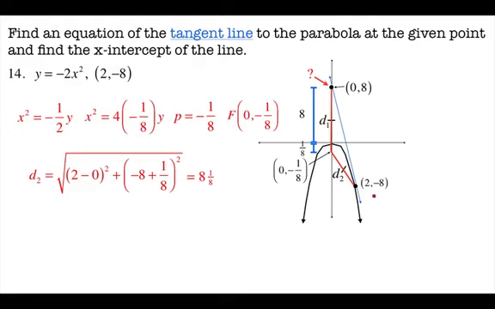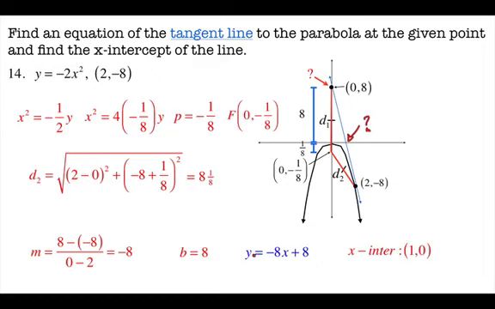Once I have this point, and I was given this point, I should be able to find the equation of the tangent line. Find the slope, which is -8. I know the y-intercept is +8. That's my b. Put it in slope-intercept form. This is what I get. And then at this point, I need to find the x-intercept, which is basically this point. Once I set y equal to 0, I get the x-intercept of (1, 0). Next slide.